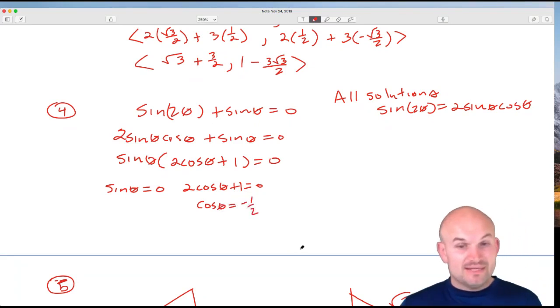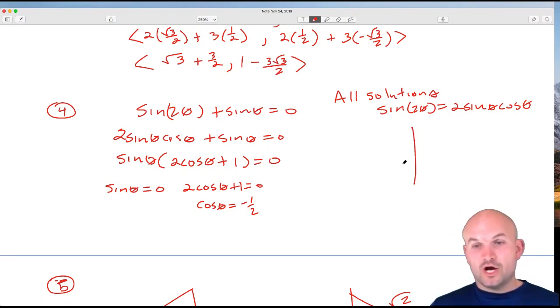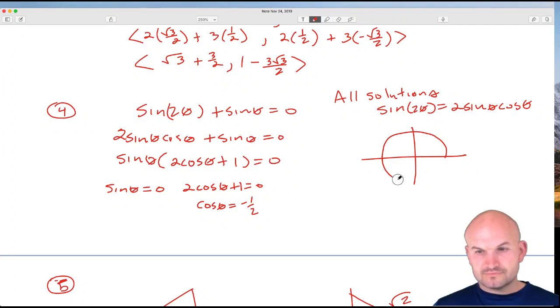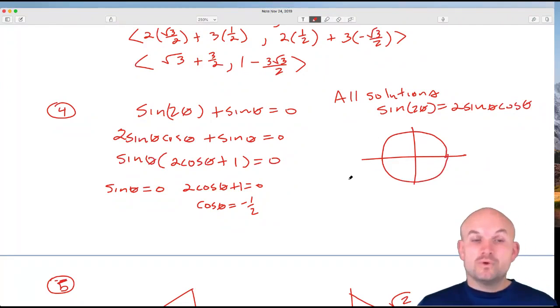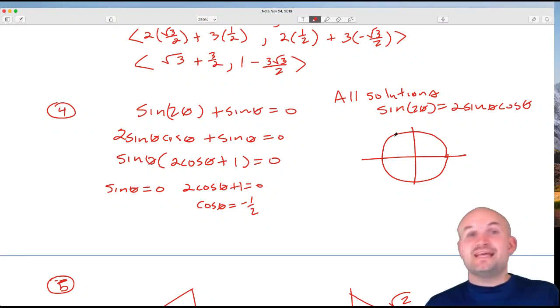Okay, so now we need to identify again by the unit circle where all of these points exist. Now, this one's a little bit different than the last one, just because we're not looking for all the solutions between 0 and 2 pi. We're looking for all the solutions. That means infinite repetitions going around the unit circle.